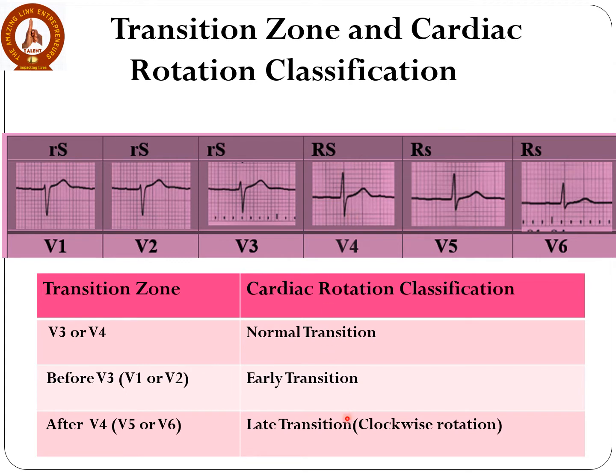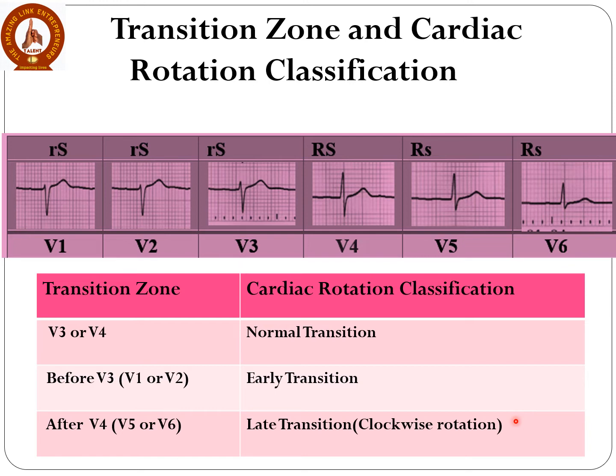In the normal ECG, the transition from dominantly negative QRS complexes to dominantly positive QRS complexes usually occurs either in V3 or V4. So once this transformation occurs at V3 or V4, that is normal transition. But if the transformation occurs before V3, that is, in V1 or V2, that is early transition. If this transformation occurs after V4, that is, in V5 or V6, that is late transition. So cardiac rotation is classified into three: normal transition, early transition, and late transition.